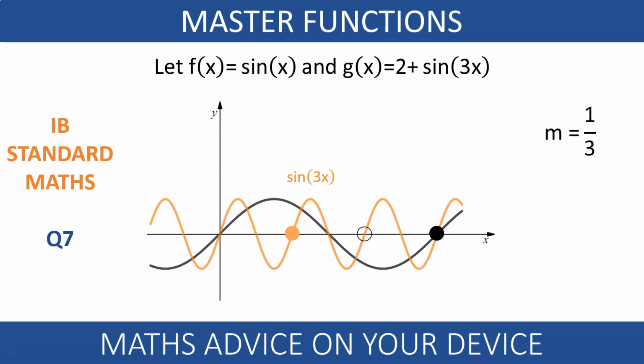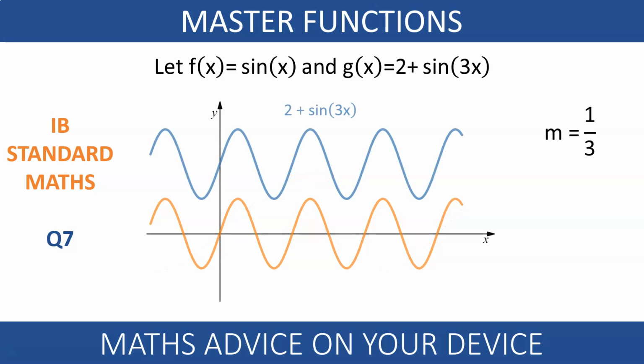Therefore, m equals 1/3. The graph of 2 plus sin 3x is a vertical translation by the vector (0, 2). I can see that from the blue curve. It is the result of moving the orange curve 2 units up only. No horizontal translation. Therefore, p equals 0 and q equals 2.